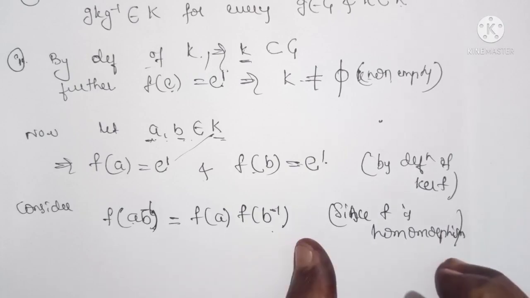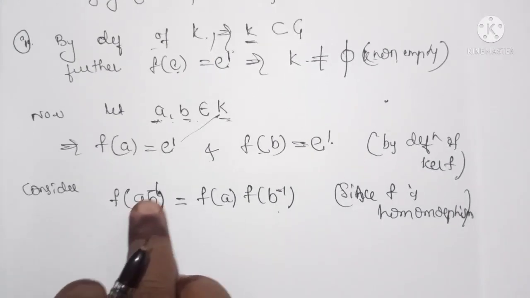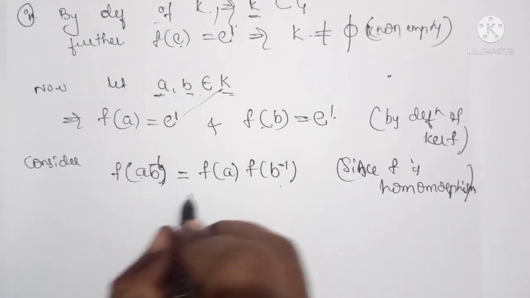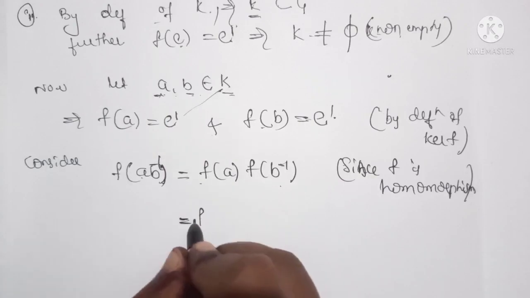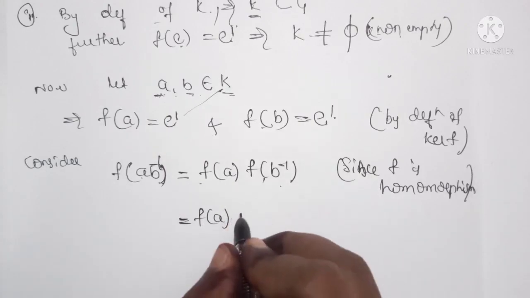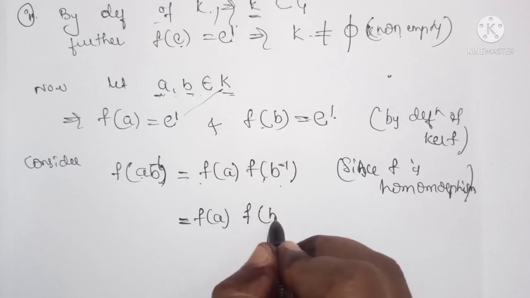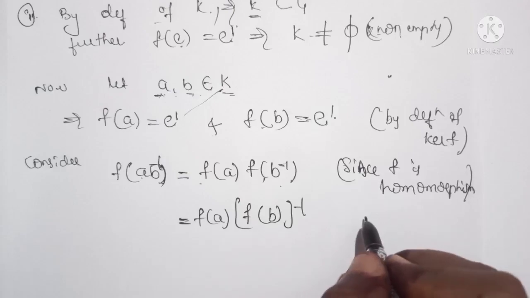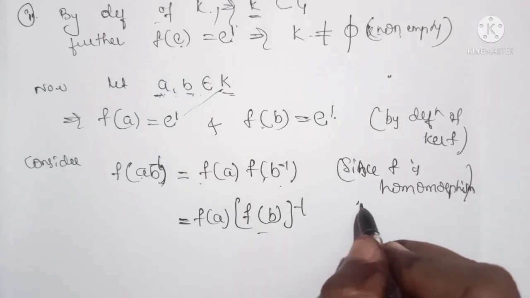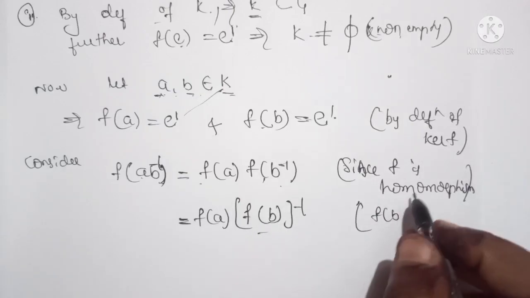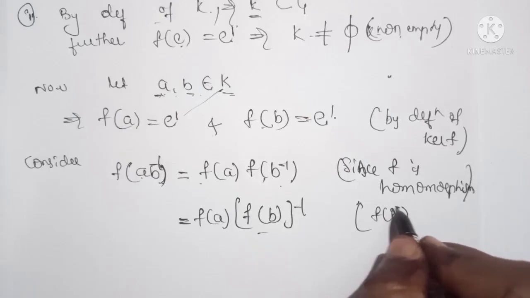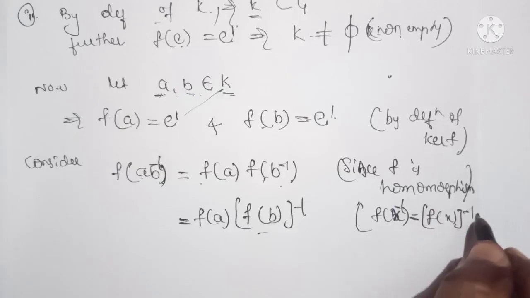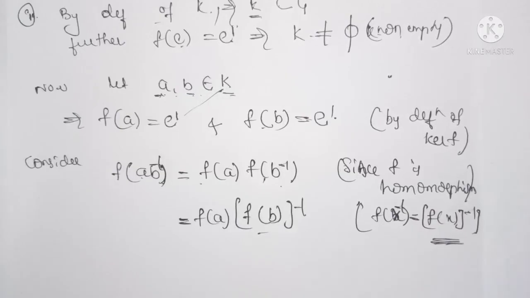So since f is a homomorphism, we can write f of AB inverse equals f of A into f of B inverse, or f of A as it is. This f of B inverse can be written as f of B whole inverse. This is by the properties of homomorphism. In the last video we proved that f of x inverse can be written as f of x whole inverse.